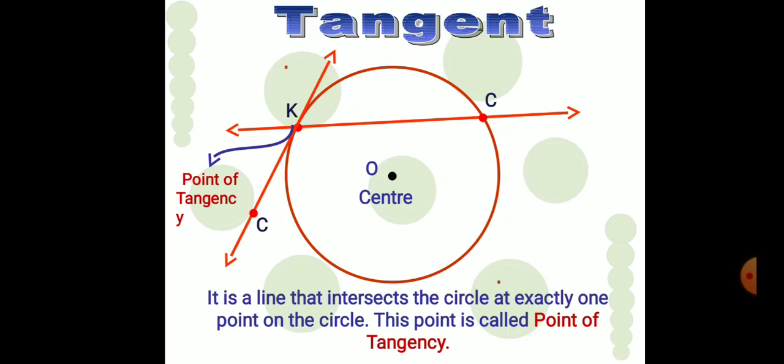Next we have the tangent. A tangent is a line that intersects the circle at exactly one point on the circle. If it touches two points, then it is called a secant of a circle. If it touches exactly one point, then it is called the tangent of the circle, and that point is called the point of tangency.